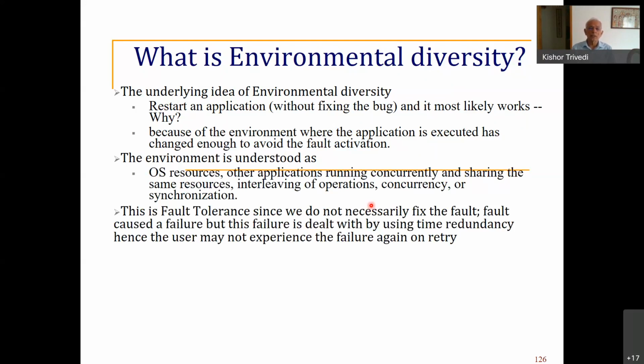This is fault tolerance, since we do not necessarily fix the fault that caused a failure, but this failure is dealt with by using time redundancy. Hence, the user may not experience the failure again on retry.